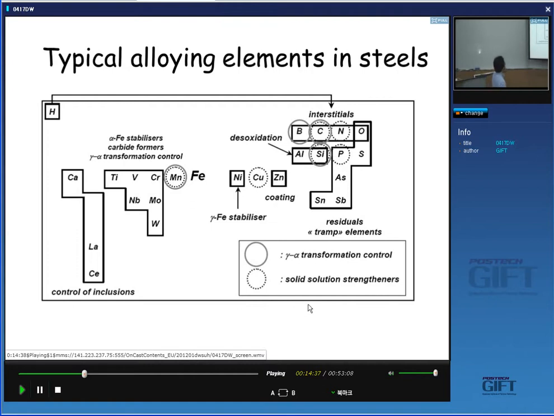And here the calcium, lanthanum, and cerium are put into the iron alloys to control the morphology of the inclusion. For example, manganese sulfide is very ductile, so it is easily deformed during the hot rolling. Those kinds of elongated manganese sulfide are a very weak position for the initiation of cracking. So you have to make them a rather round shape. To make manganese sulfide maintain its round shape during the hot rolling, cerium or calcium is added to the steel. So that is the meaning of the control of the inclusion.